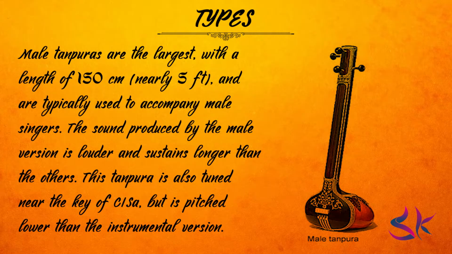Third and last, the male Tanpuras. These are the largest ones with a length of 150 cm, nearly 5 feet, and are typically used to accompany male singers. The sound produced by the male version is louder and sustains longer than the others. This Tanpura is also tuned near to the key C or Sa but is pitched lower than the instrumental version.